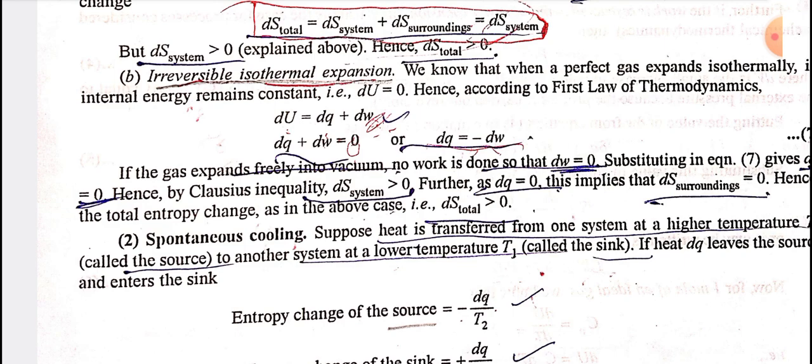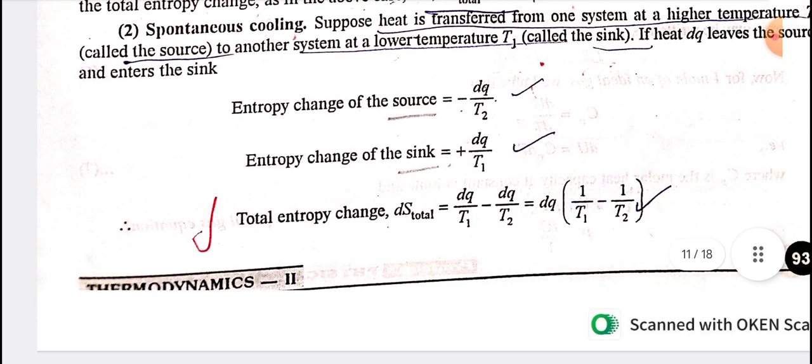Second is spontaneous cooling. Suppose heat is transferred from one system at a higher temperature T2 called the source to another system at a lower temperature T1 called the sink. If heat dq leaves the source and enters the sink, entropy change of the source is minus dq by T2. Entropy change of the sink is plus dq by T1. Total entropy change is dS total equals dq by T1 minus dq by T2, which is equal to dq times 1 upon T1 minus 1 upon T2.